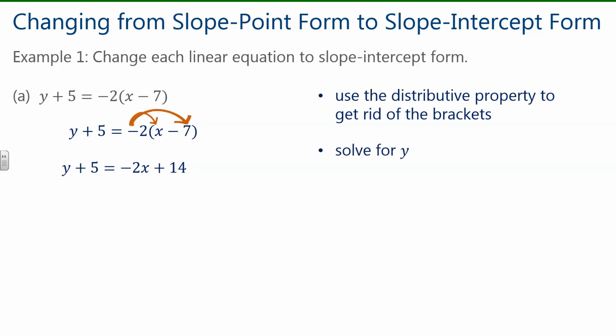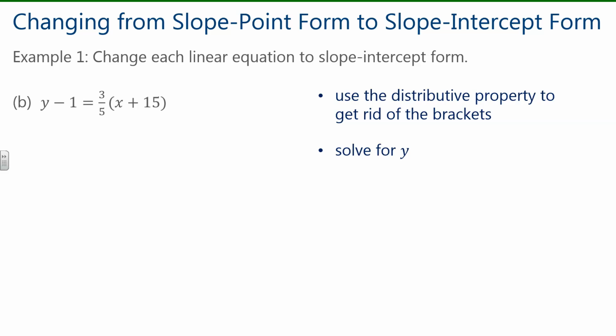Now we need to solve for y, because slope-intercept form is always y equals. So let's take that plus 5 on the left side of the equation and bring it over so it becomes minus 5. So now simplifying the 14 and minus 5, we would get y equals negative 2x plus 9. So now we have it in the form y equals mx plus b.